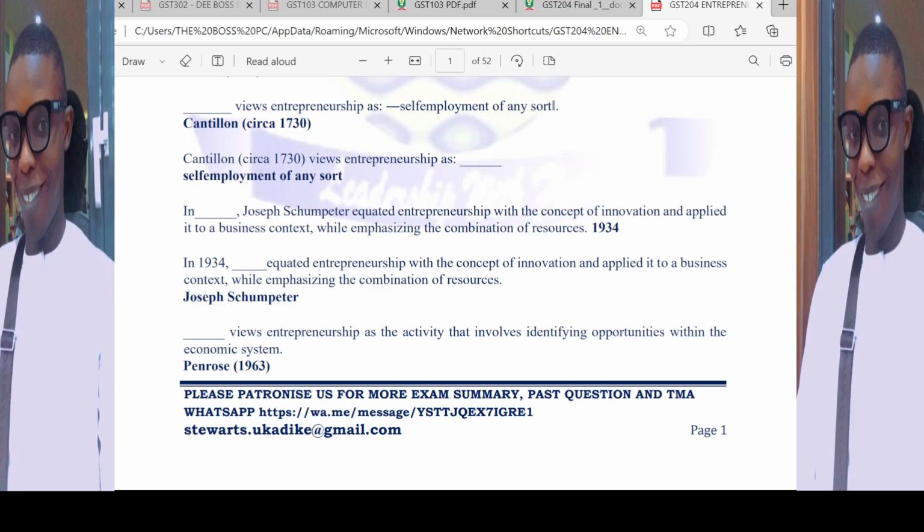Now, Penrose views entrepreneurship as the activity that involves identifying opportunities within the economic system. So Penrose is saying that entrepreneurship means identifying opportunities, that means benefits and advantages you can grab, you can take, you can position yourself for. So this is what you call entrepreneurship.